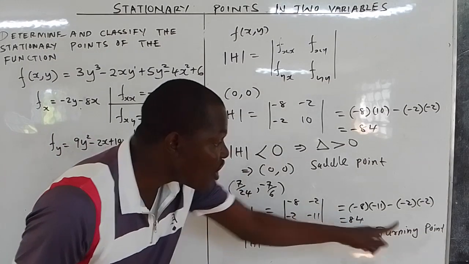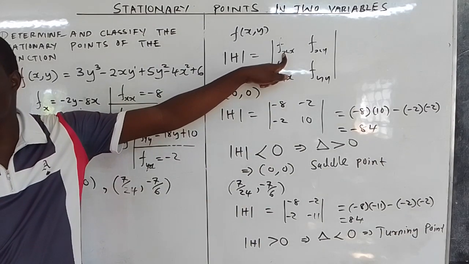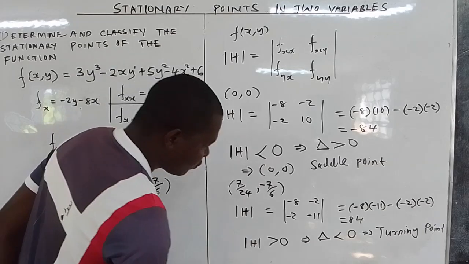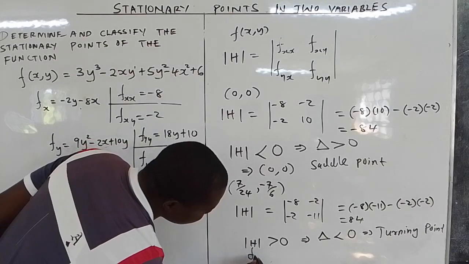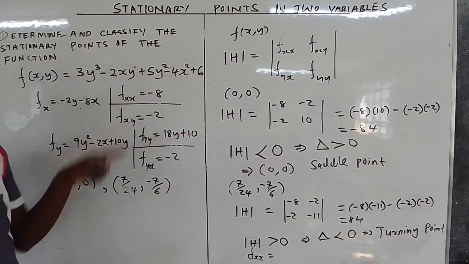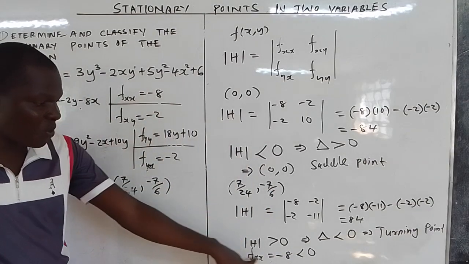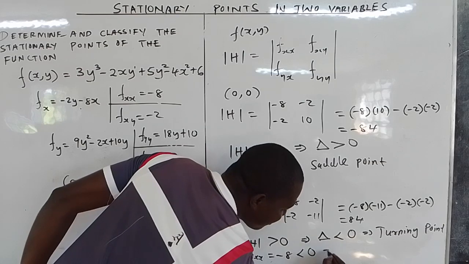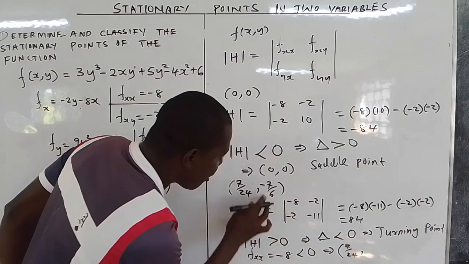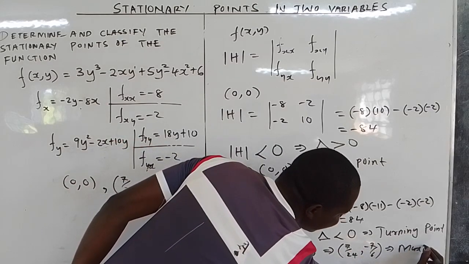So what is the nature of that turning point? The nature of the turning point is defined by the first principal minor, f of xx, isn't it? So what was your f of xx? What is it? Negative 8. Negative 8 is less than 0. So when the first principal minor is less than 0, that implies what? It implies that this our point 7 over 24, comma negative 7 over 6 is what?